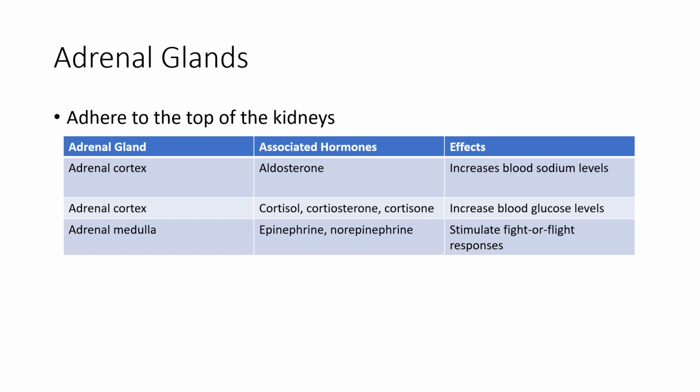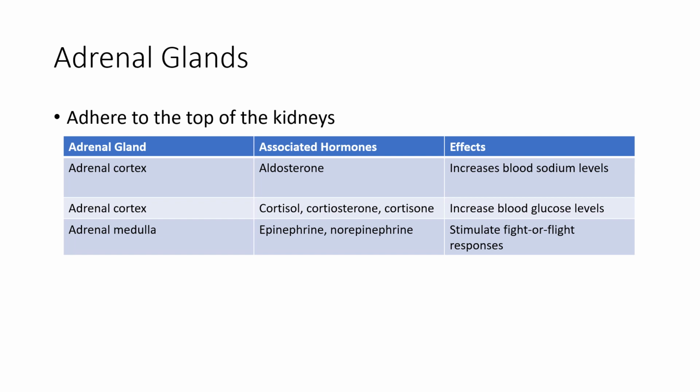Aldosterone is a major mineralocorticoid which regulates the concentration of sodium and potassium ions in urine, sweat, and saliva. It is released in response to elevated blood potassium, low blood sodium, low blood pressure, or low blood volume. Aldosterone increases excretion of potassium and the retention of sodium, which in turn increases blood volume and blood pressure.